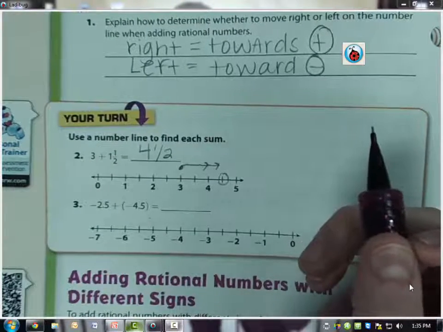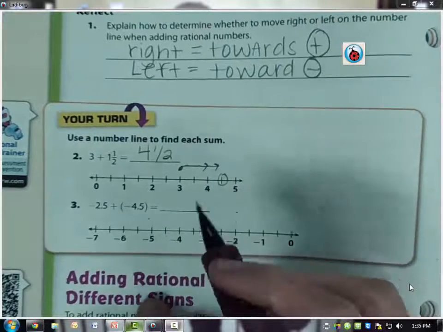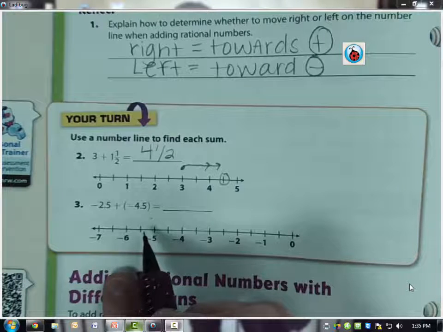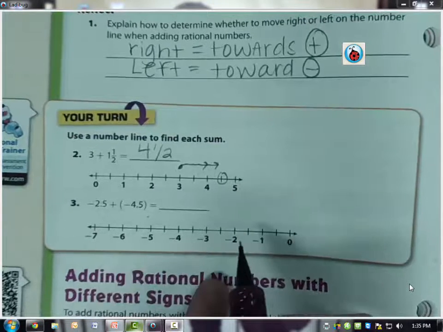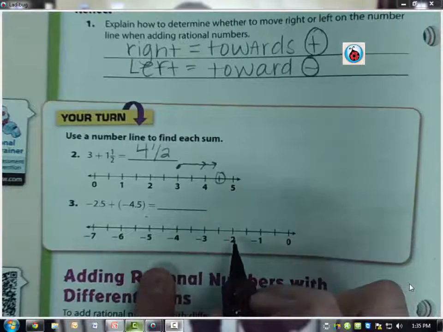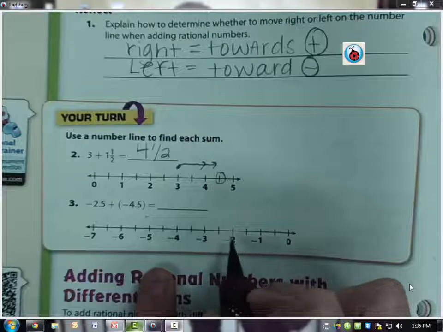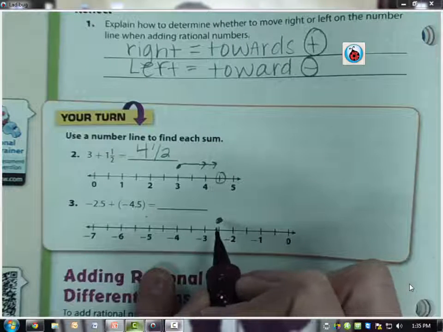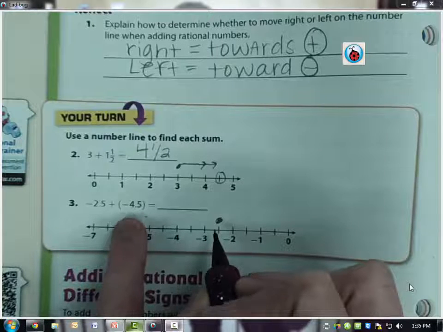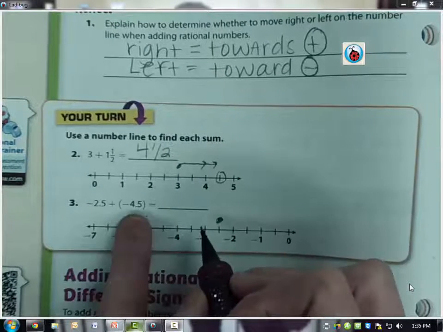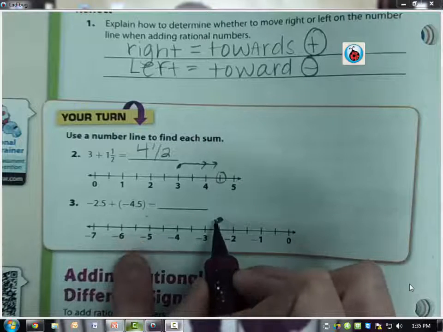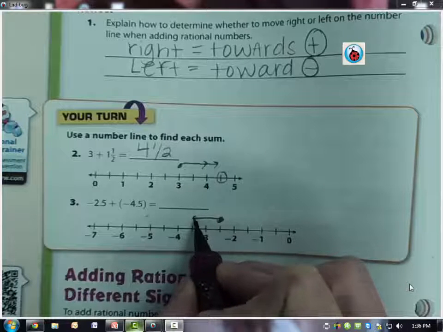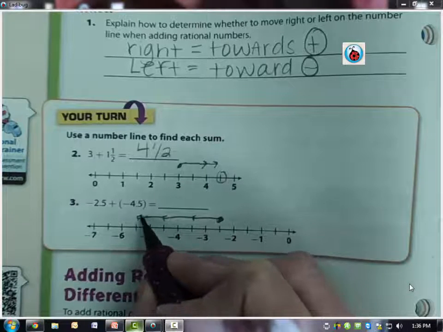Okay, let's do number 3. If they have like signs, that means we are adding. Okay, that's the rule, and using the number line might help you more. So I'm going to start out at negative 2.5, so that would be right here, correct? Okay, and I'm moving more towards the negatives, so I'm moving 4.5 away from 2.5. So I'm going to move 4 first, and then I'm going to move my half. So 1, 2, 3, 4, and then I have 1/2 at the end right here.